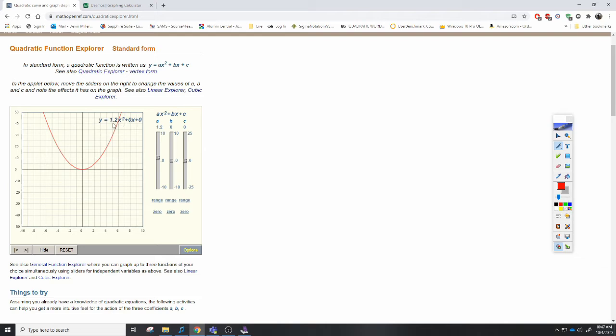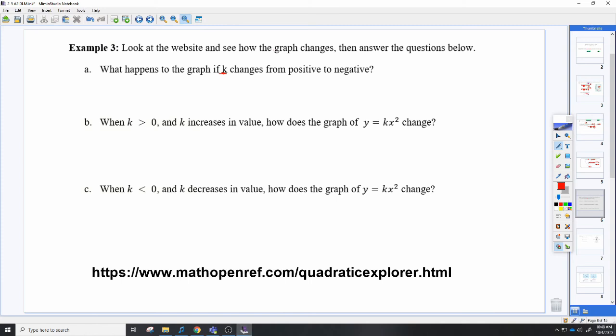If we change the k value to a negative number, I'm just going to take the slider and go down to negative and see what happens. We have this U shape. Let's look what happens. Now it's negative. Now I'm at negative 1.5. So what happened? I went from 1.2 or 1.3 to negative 1.5. What happens if we go from positive to negative? We could kind of say it flipped upside down. Whatever you want to say there is fine. I could say it turns upside down.